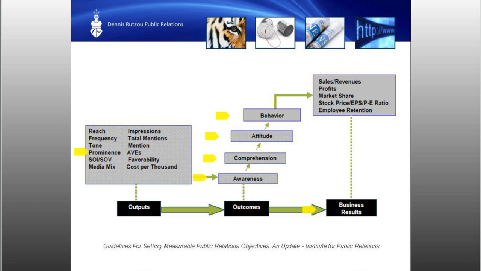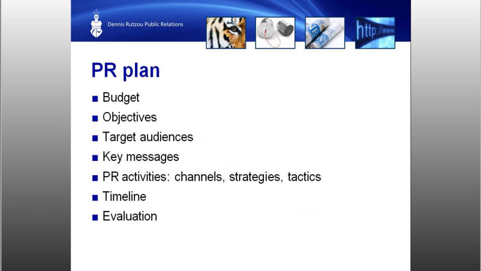So if we want to make all this happen, we need a communication plan or a public relations plan. So what actually is in a public relations plan? First, you need to have a budget in mind, because this is going to impact on what actually you're going to do. If you have, obviously, a greater budget, you might be able to do more things.